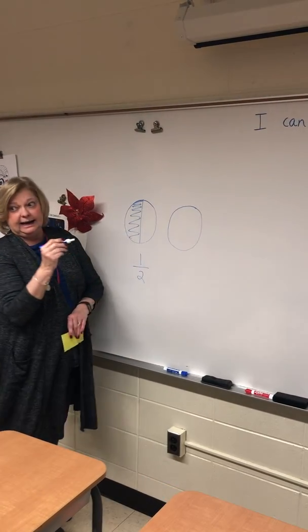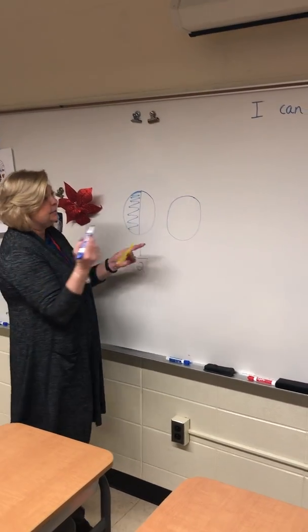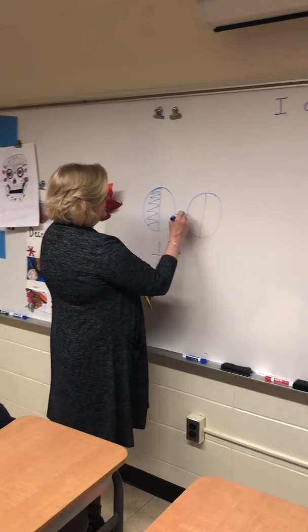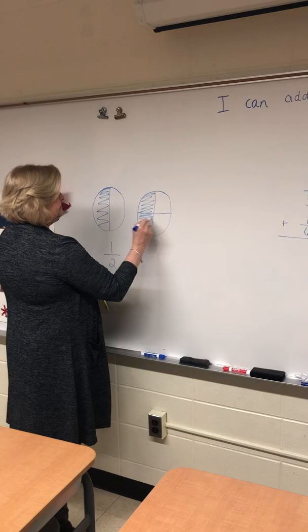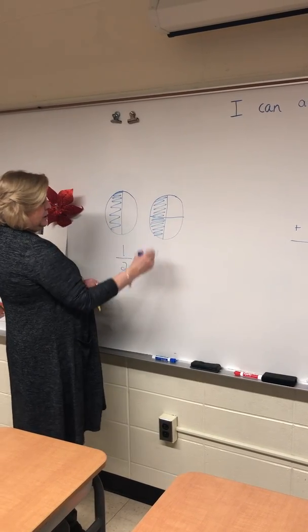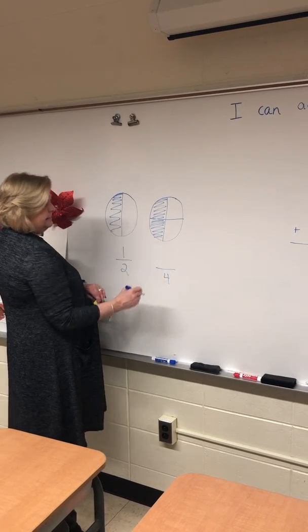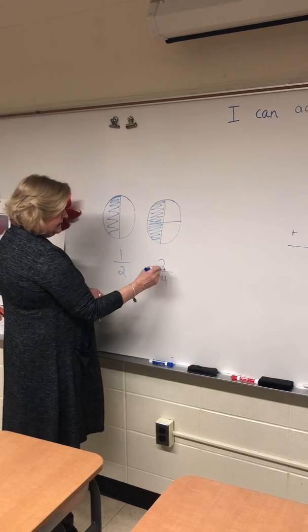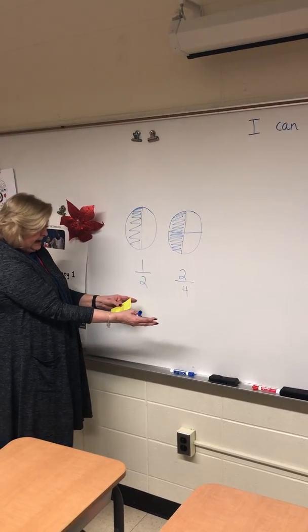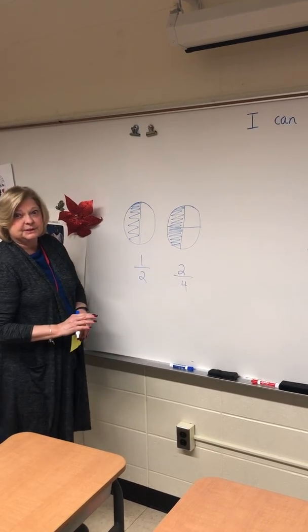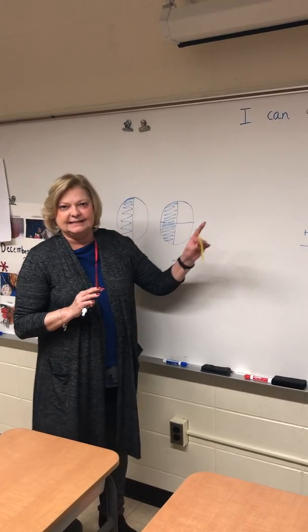Over here, I have another friend, and he wants 2 pieces of pizza. So we go like this, shade in 2 for him. So now we have 4 as our denominator, and 2 are shaded. These are equal fractions, but they have different numbers. So that's what we're going to be doing today.